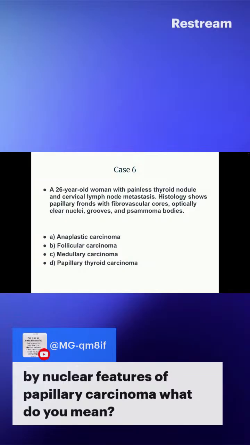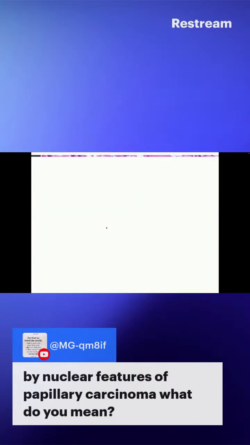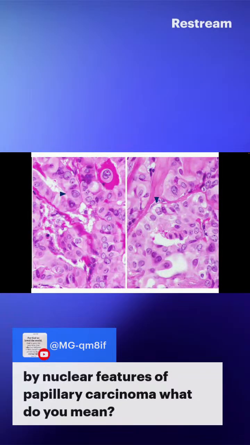So what do you think this is? So this is papillary thyroid carcinoma, and we're going to discuss the nuclear features more. If you can see here, the nucleus is a bit weird looking, like it has a glassy appearance, very clear. It's like you can see through it. You can see a circular thing inside, which we call a pseudo inclusion.